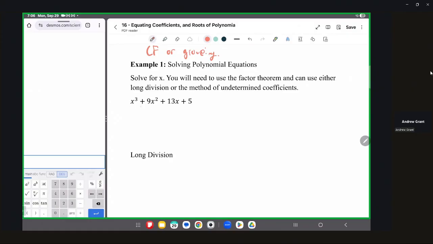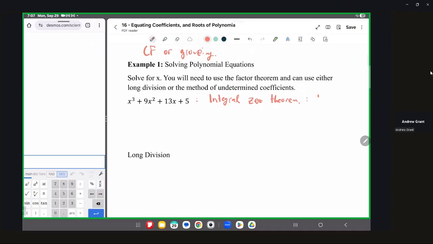And so if you have x cubed plus 9x squared plus 13x plus 5, when we're looking at this, we need to use the integral zero theorem. And we can have a look and say, okay, well, we need to find factors that will multiply to make 5. So the factors we should check will be plus or minus 1 and plus or minus 5. And so I think negative 1 looks like a pretty good candidate here.